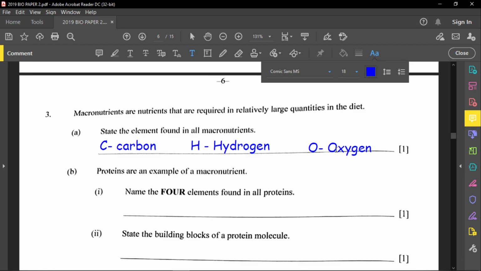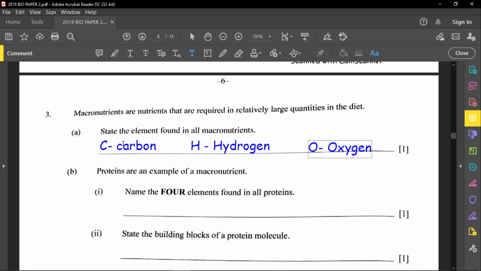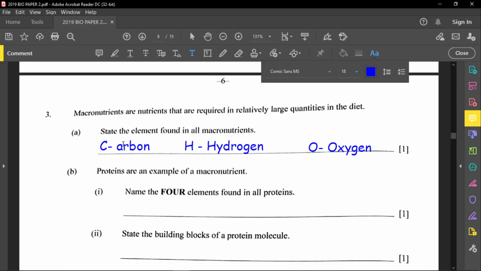in all macronutrients. And the macronutrients, just to point them out in case you need to know them, are proteins, carbohydrates, and lipids. Of course, protein will be different from the others by containing nitrogen. So what separates protein from the list is that proteins contain nitrogen, but lipids and carbohydrates only contain C, H, and O.